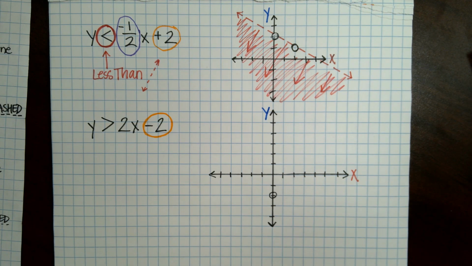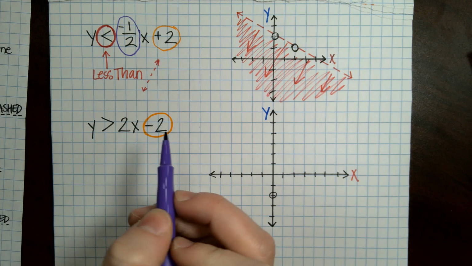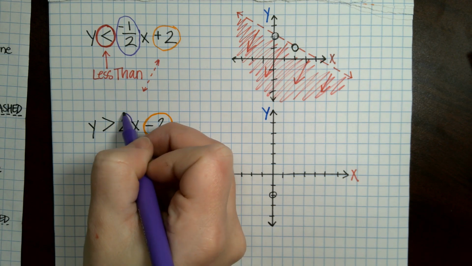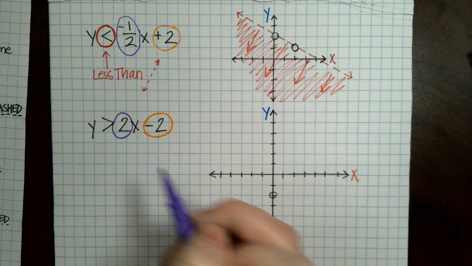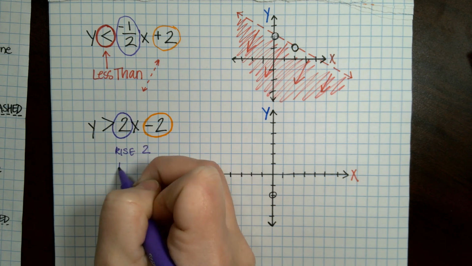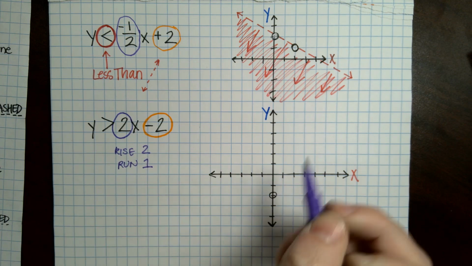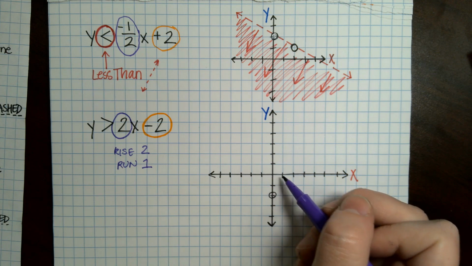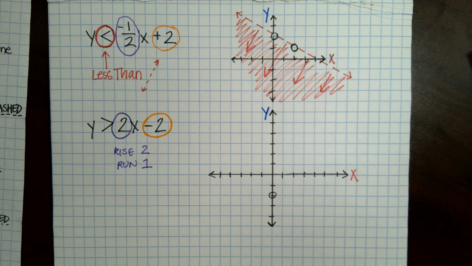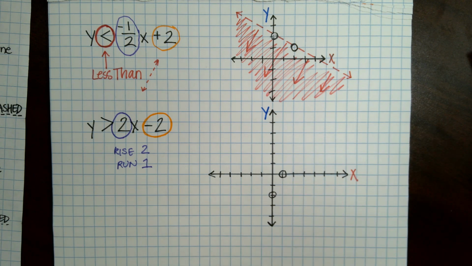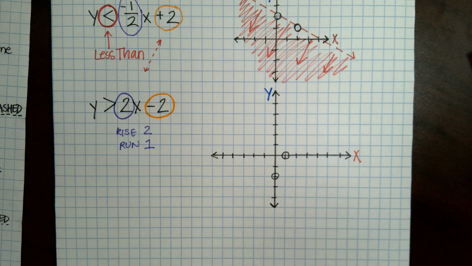Okay, so we just graphed our y-intercept. What do we do next? Rise over run. Yeah, we need to use our slope to find a second point, rise over run. In this case, what's our rise? 2. What's our run? 1. So we're going to go up 2, run 1. We're going to end up at the point (1, 0), so +1 on the x-axis.